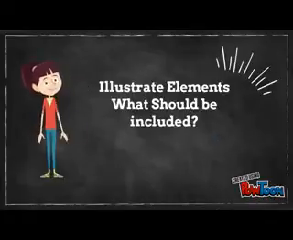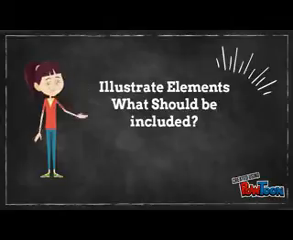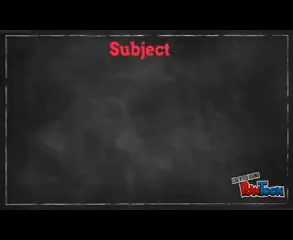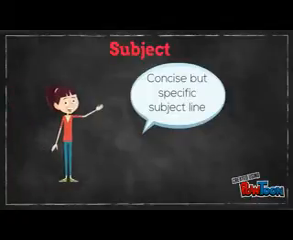When it comes to illustrating the content or elements of a business email, we divided it into 8 major parts or elements. A business email should first of all have a subject. The subject of the email needs to be concise but specific. For instance, if you want to arrange a meeting, then the subject could be a marketing meeting.